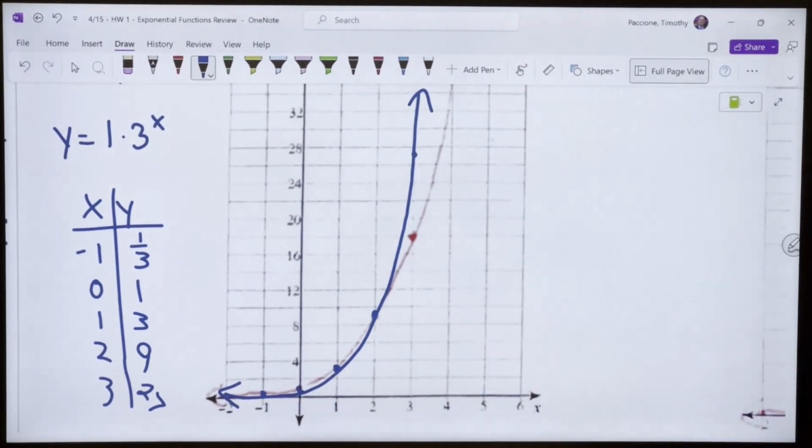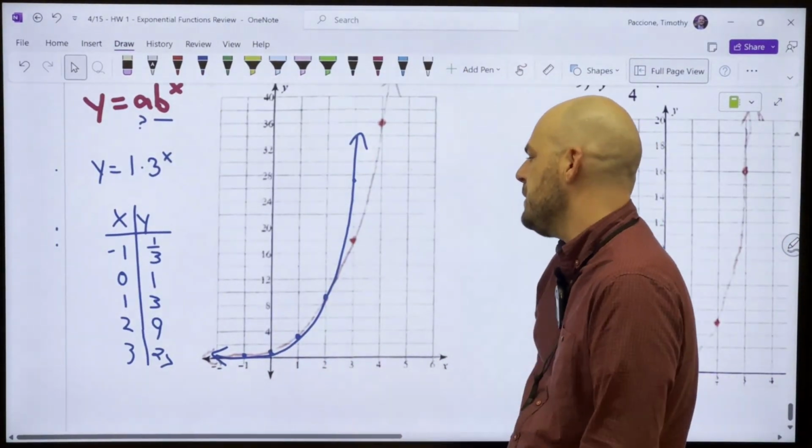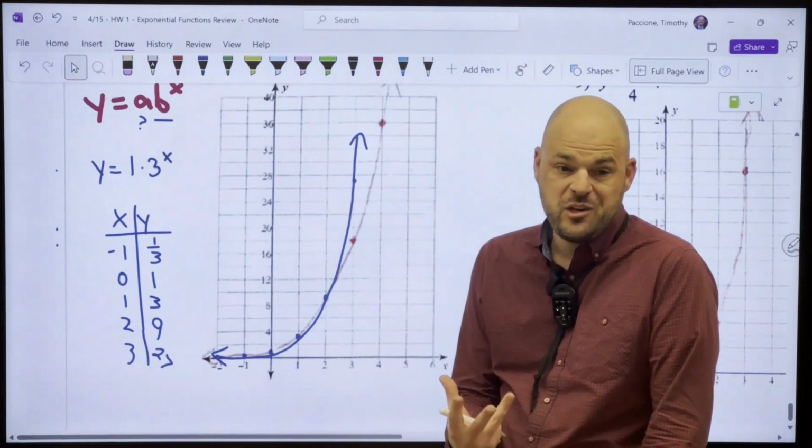I like being wrong. It shows you we all make mistakes, right? Okay, so there's your graph. So if you're ever missing your a, it's 1.